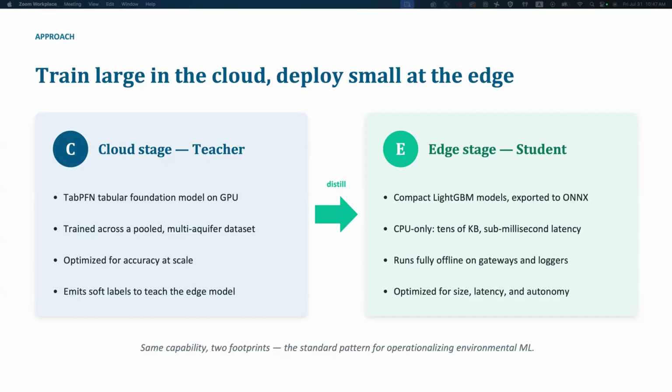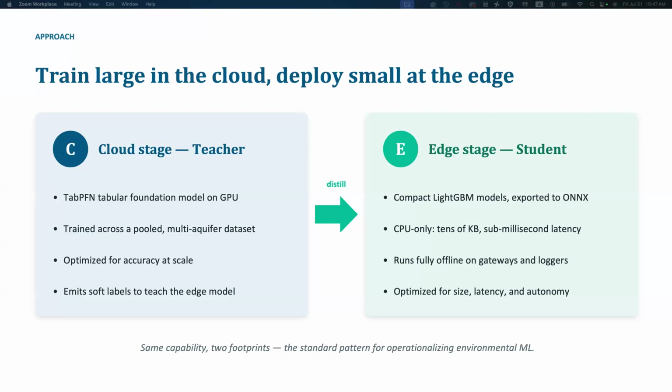We train across a large pooled dataset spanning many aquifers, and we optimize purely for accuracy at scale. That model then emits what we call soft labels, which are its own predictions, to teach a smaller model. That's on the right, which is the edge. We call that the student.